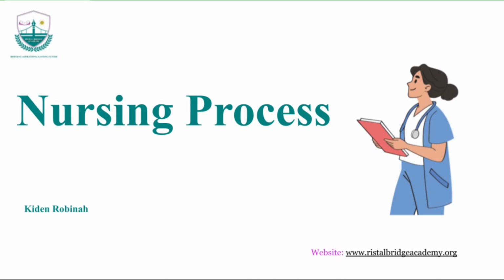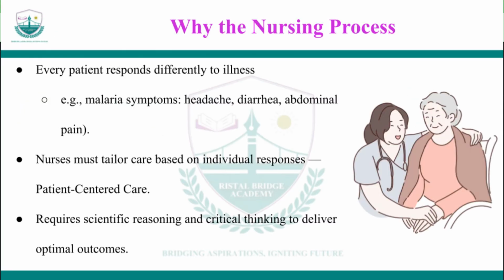We shall be looking at the nursing process, guiding nursing actions for holistic patient and patient-centered care. Like previously we said, you may have two to three people suffering from malaria, but they will respond differently. Their bodies will respond differently to the infection. Others will have diarrhea, others severe headache, others abdominal pain. So the nursing care that we give to these patients is determined by how their bodies have responded to the infection. And that's why we call it patient-centered care.